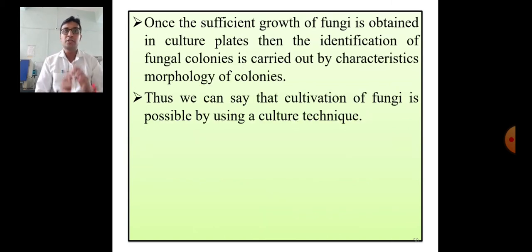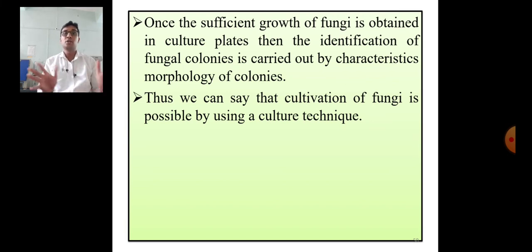Once sufficient growth of the fungi is obtained in the culture plates after incubation, then the identification of the fungal colony is carried out by the characteristic morphology of the colony. Once we find fungal growth on the culture media plate, then we identify which type of fungus it is morphologically.